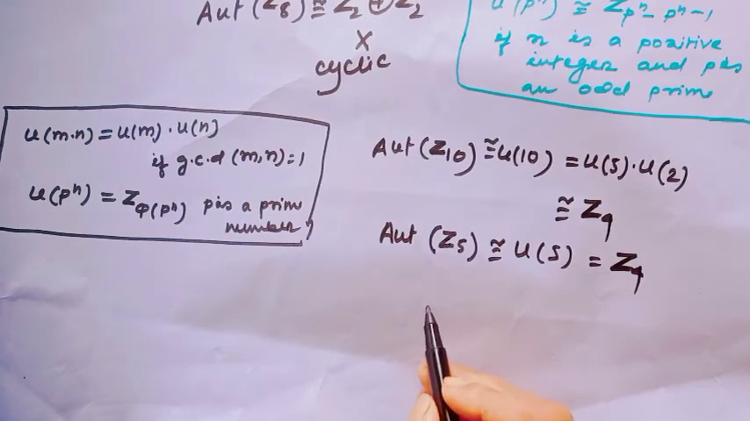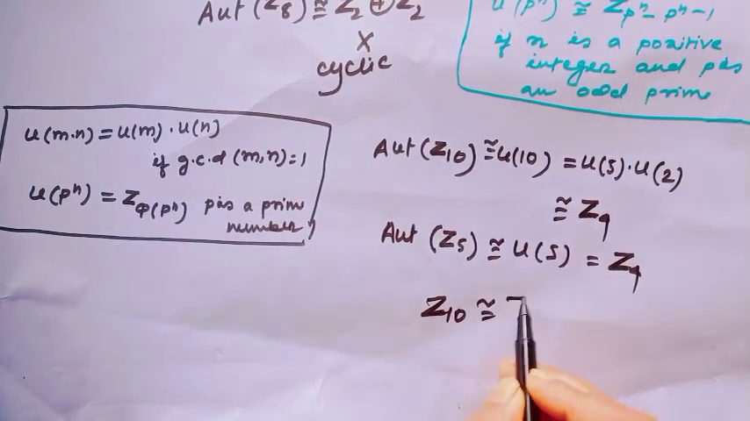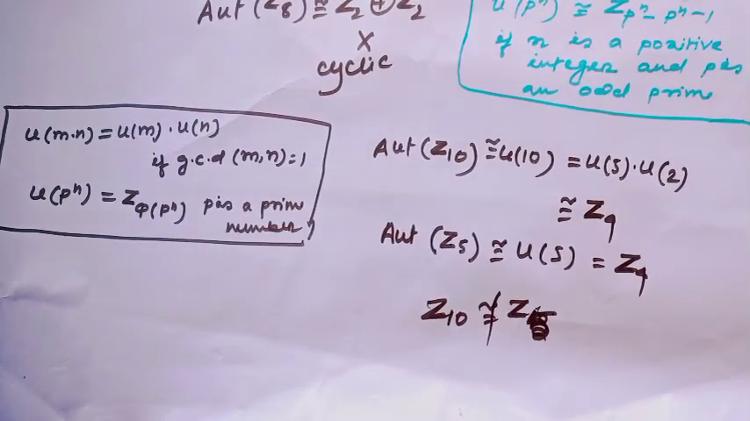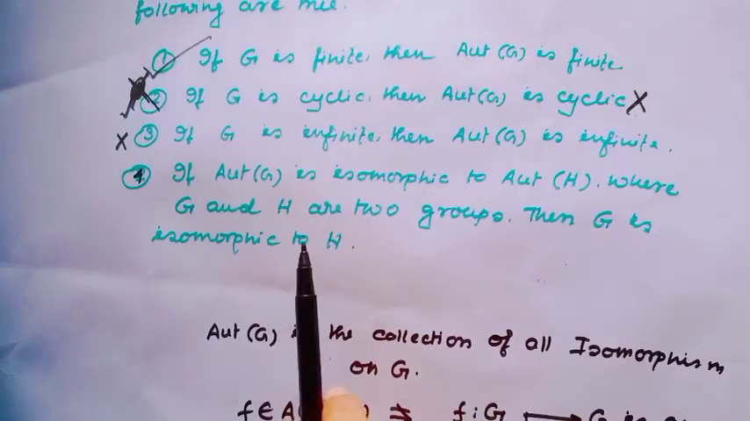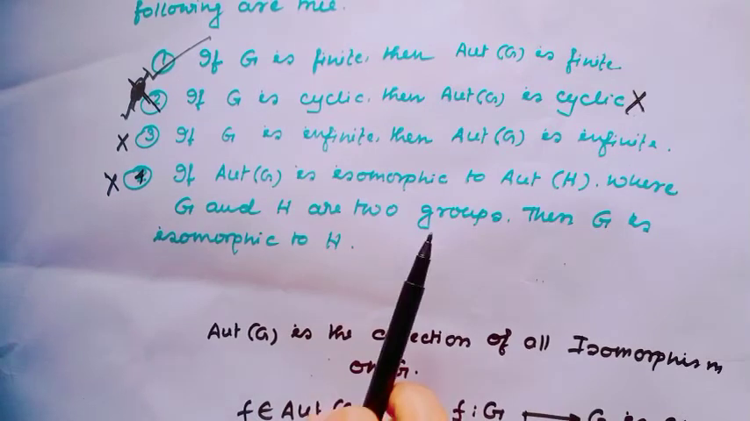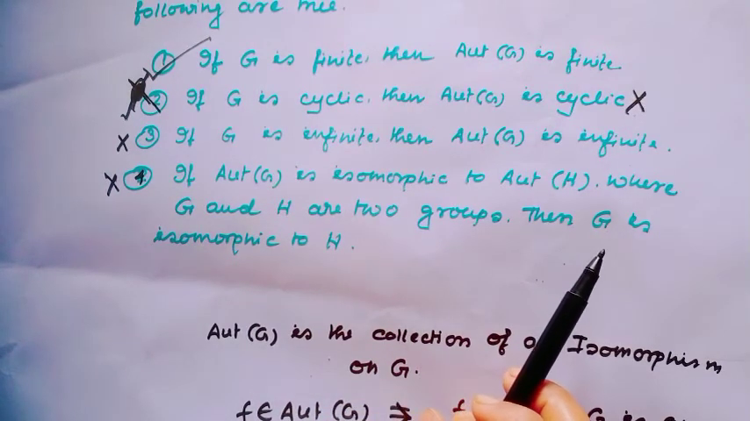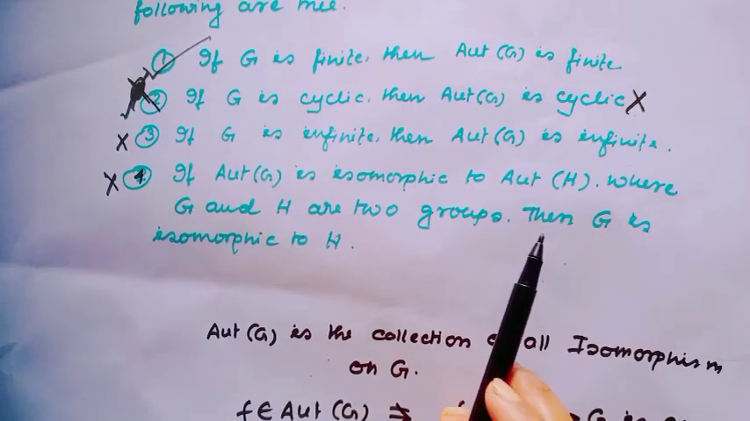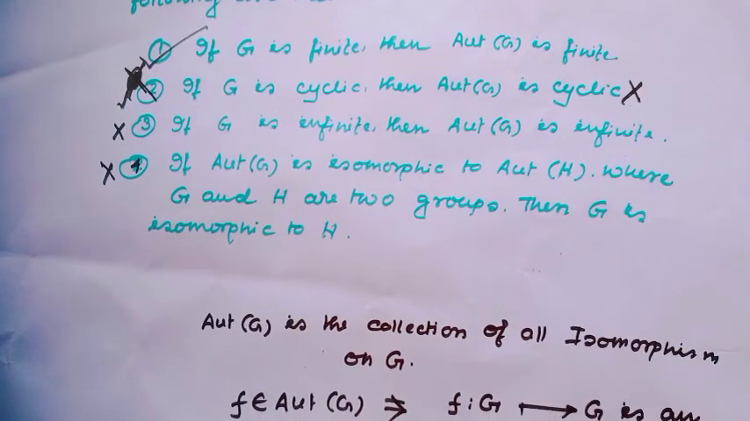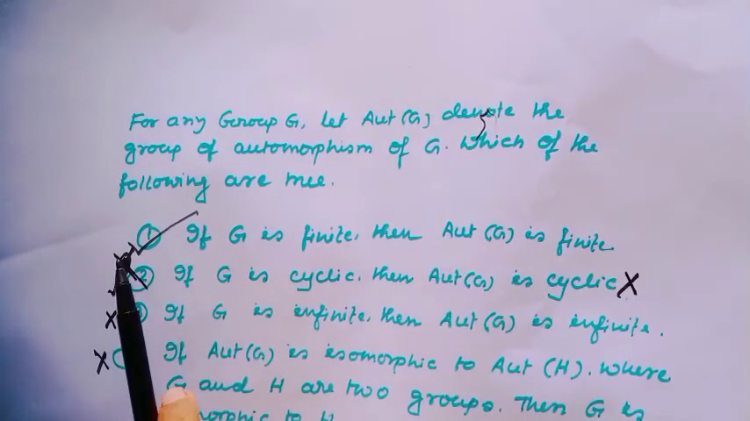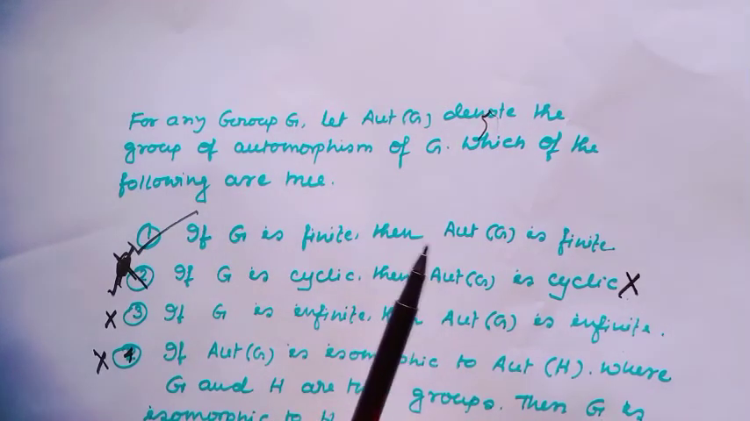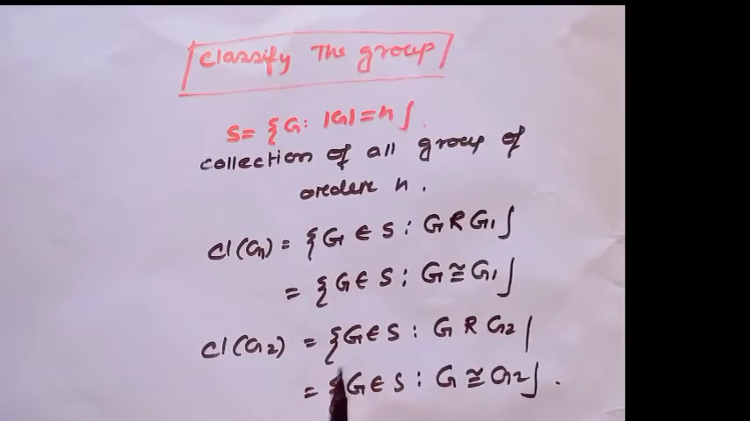But is Z10 isomorphic to Z5? No, because here the orders are different. Therefore, option 4 is a wrong option. If Aut(G) is isomorphic to Aut(H), it does not imply G will always be isomorphic to H. That means in this question only option 1 is correct. And this question is very important for group theory. Now I will classify the groups.